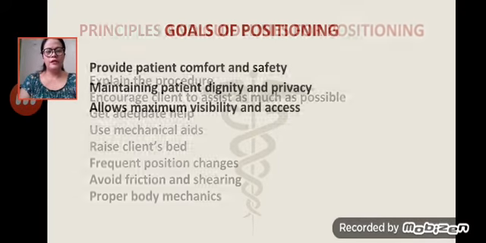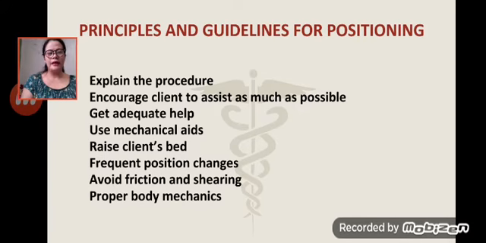Now, the next thing would be, what are the principles and guidelines in doing some kind of positioning? Of course, as nurses, we need to explain the procedure before doing that kind of procedure. Then, of course, you need to encourage the client to assist as much as possible, if the patient is able. If the patient is having this kind of injury, like for example, the spinal cord injury, much better if he himself will not help us anymore because it will only add to the pain and it might also add injury to himself. So might as well tell him to relax and we will just do our part.